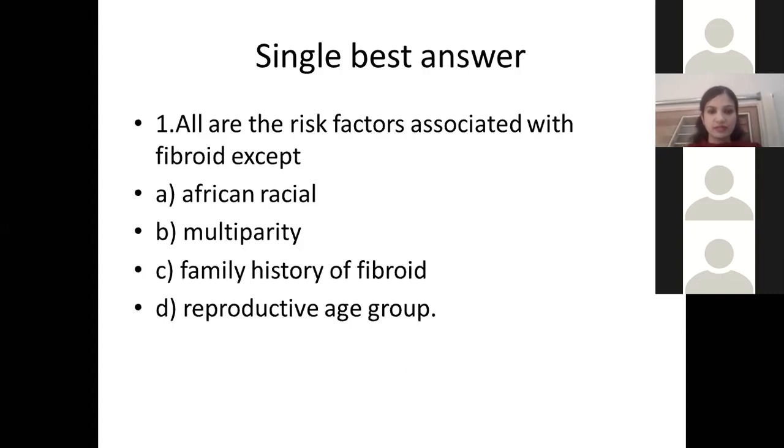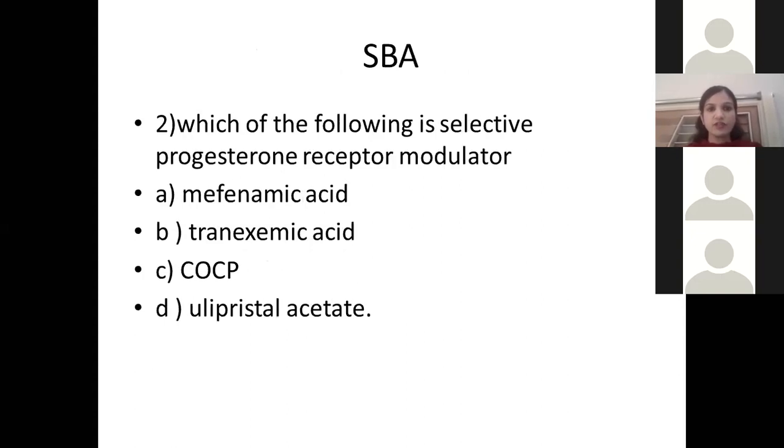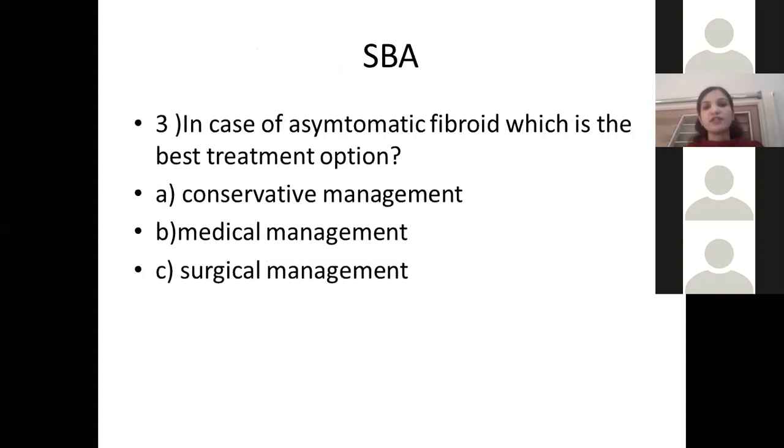Yes, the answer is multiparity. The second question: in the case of asymptomatic fibroid, which is the best treatment option? Conservative management, medical management, or surgical management? Yes, it's conservative management. For the asymptomatic fibroid, if the patient is having no complaints, we can observe the patient and keep that patient for follow-up, right?